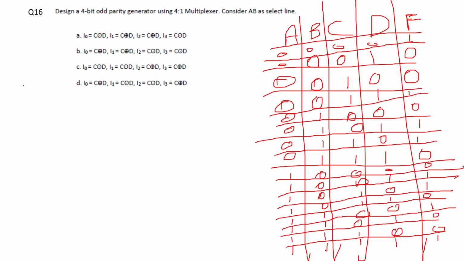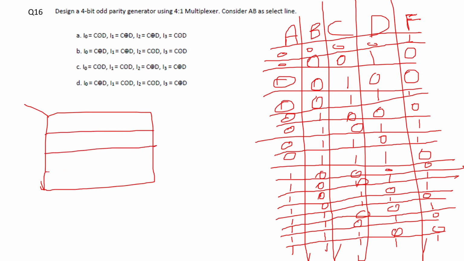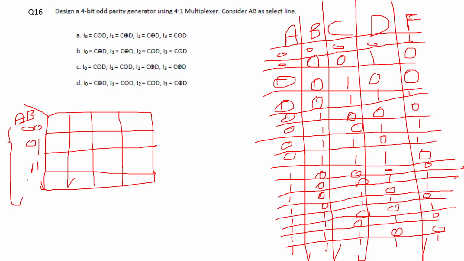So now we have to minimize the function and construct it using a 4x1 multiplexer, where A and B are select lines, and C and D are inputs. We can construct the function using the K-maps. Here are my inputs A, B, which are select lines, so they will have combinations 0 0, 0 1, 1 1 and 1 0, and here are my inputs C and D: 0 0, 0 1, 1 1, 1 0.